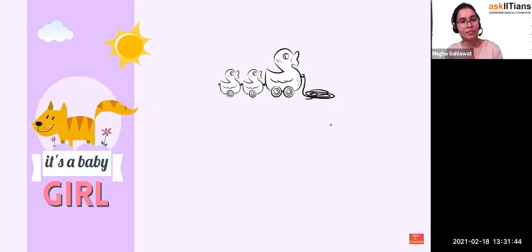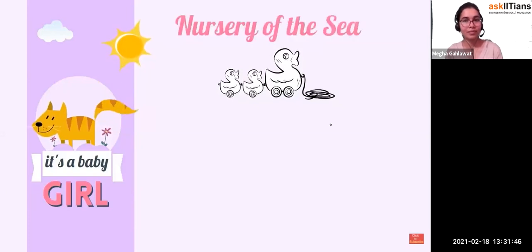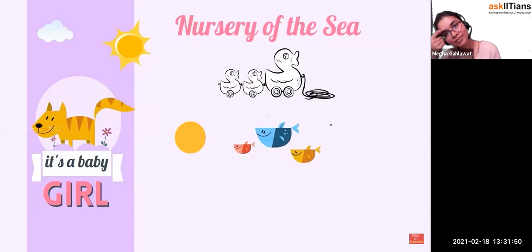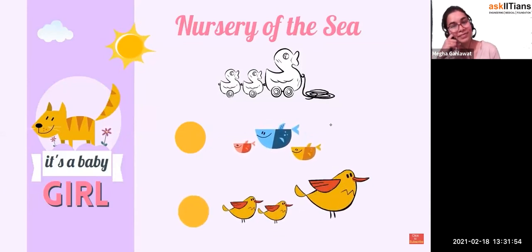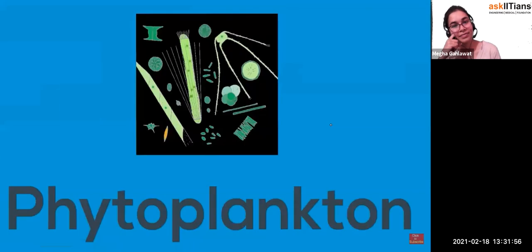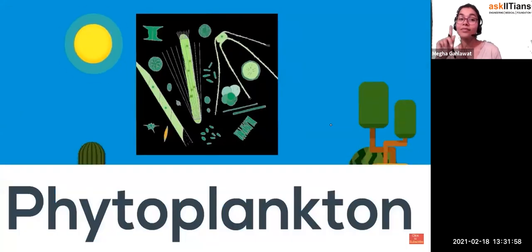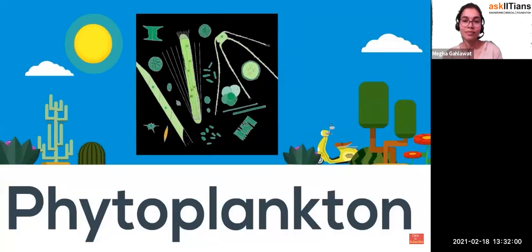Estuaries have been called the nurseries of the sea because they provide a safe environment for fish and birds and other wildlife to raise their young. Estuaries also have producers called phytoplankton, which help the food chain and provide food for many of the wildlife.